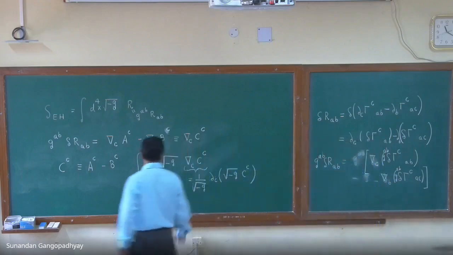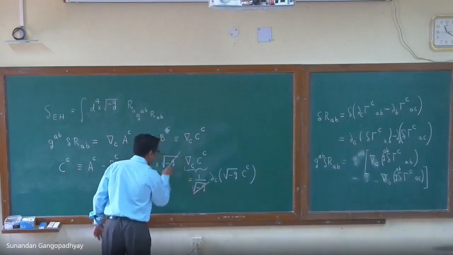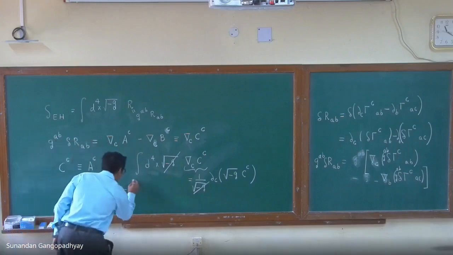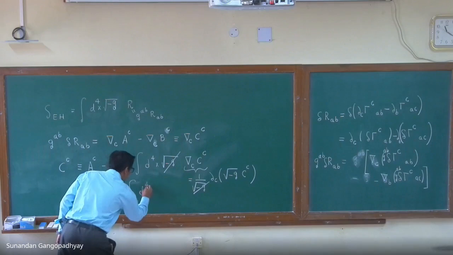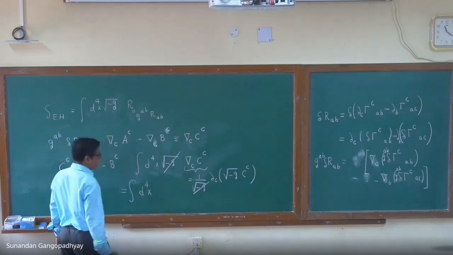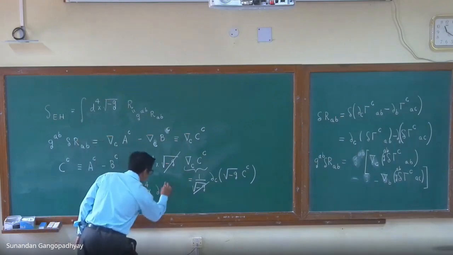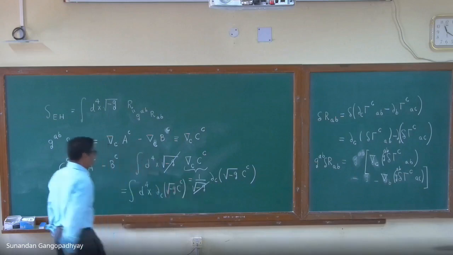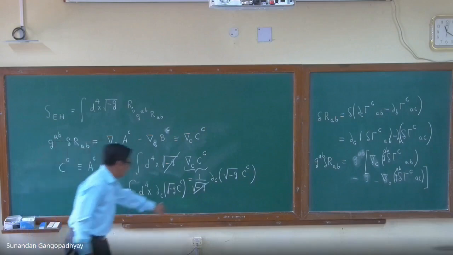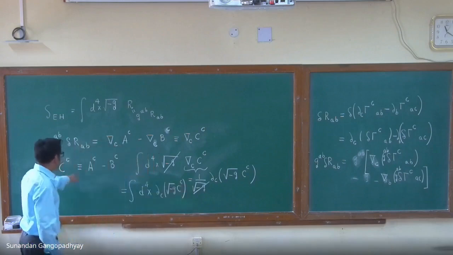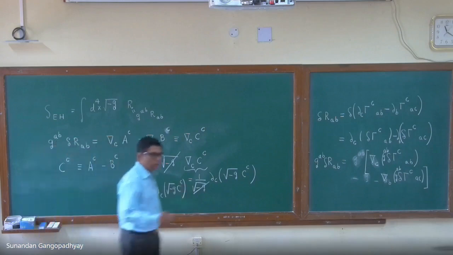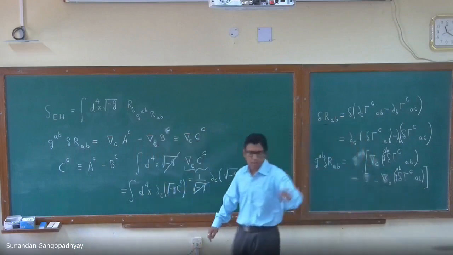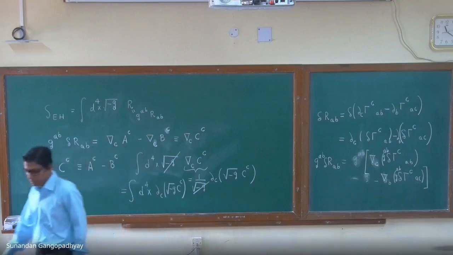From this, you can immediately see that this factor and this factor cancel, right? Therefore, this integral is nothing but d^4x del C, C. And what is CC? This is AC minus BC. And you know what AC and BC are? AC is this thing and BC is this thing, with proper labelings of the indices.